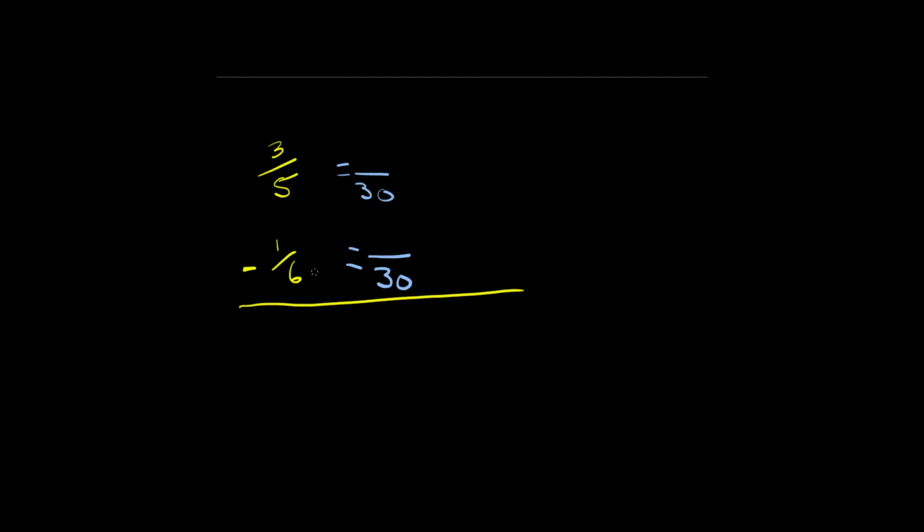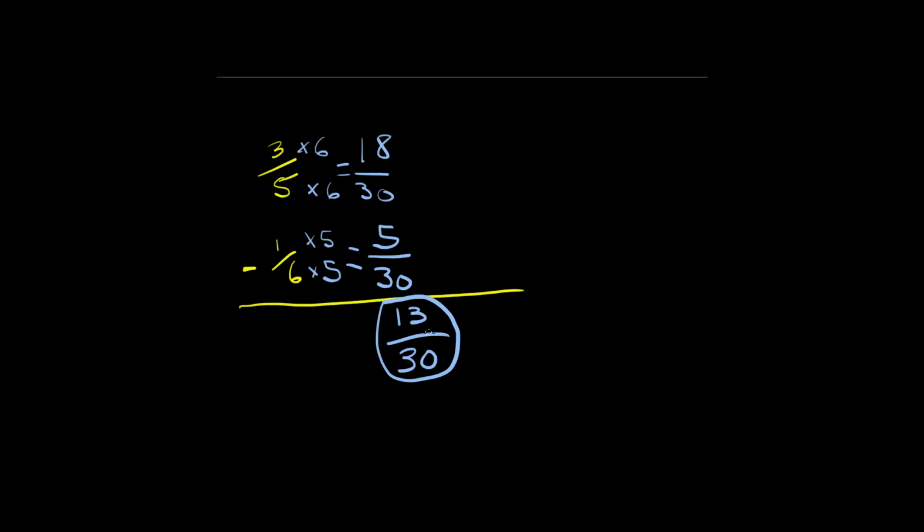All right, then I ask those questions. 6 times what equals 30? 5. So 1 times 5 equals 5. 5 times 6 equals 30, so 3 times 6 equals 18. Once again, my denominator is going to stay the same, so it's still going to be 30. And then we just do 18 minus 5, and 18 minus 5 gets us to the answer of 13.